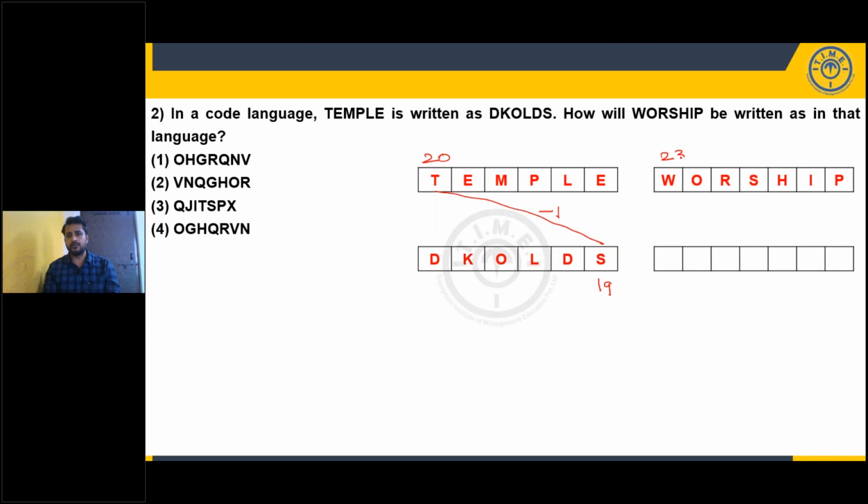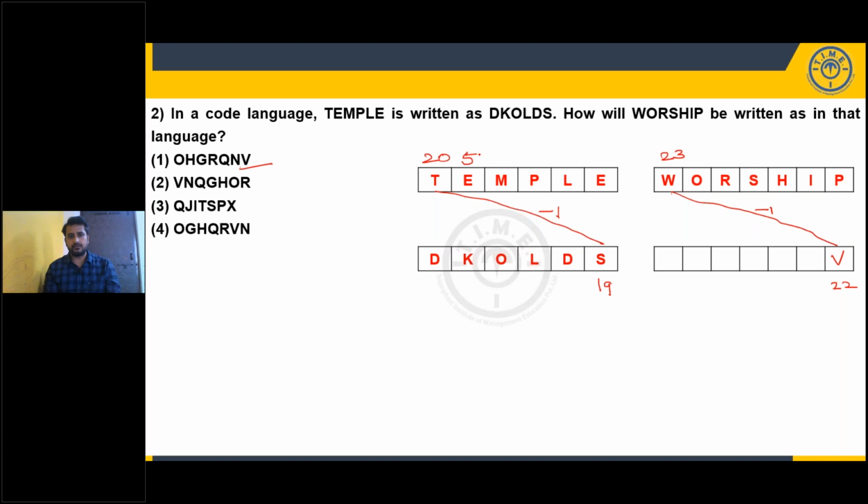Place value of W is 23. So 23 minus 1, 22. Which letter place value is 22? V. Is there any option ending with V? Yes, there is only one option ending with V. But to confirm the same, check with the remaining letters.